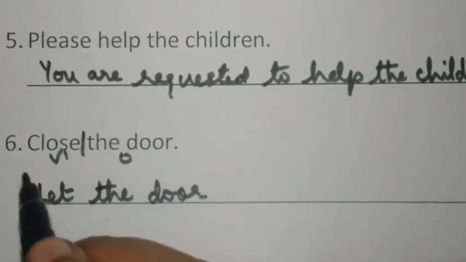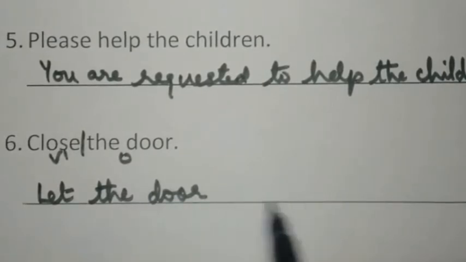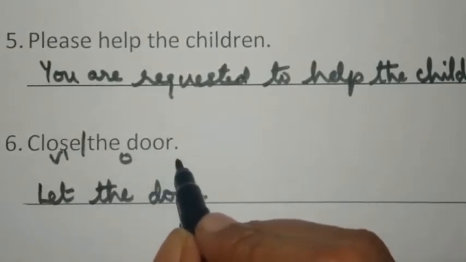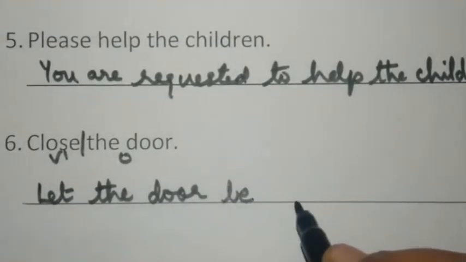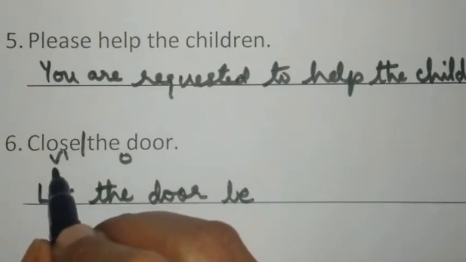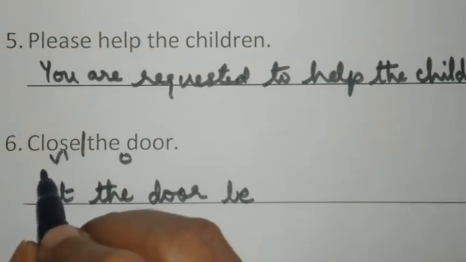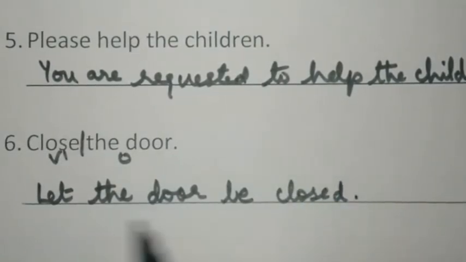Then we have to see the sentence is a positive or negative. So then only we can write be or not be. Close the door is a positive sentence, so we can write be. Then you have to write the third form of verb. Close is V1, closed is V2, and V3 is also closed. So you have to write here closed. Let the door be closed is the passive voice.